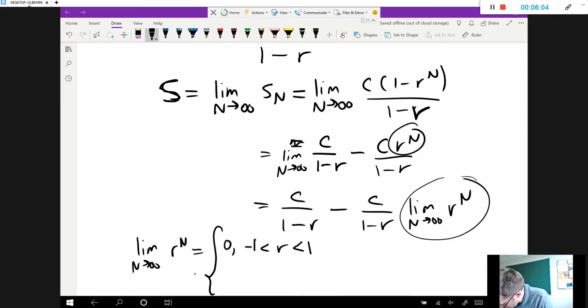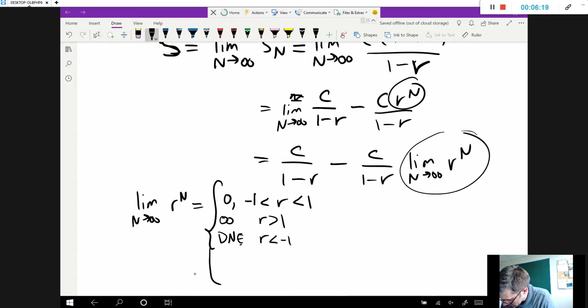And if r is greater than 1, you can show that this is going to go to infinity. And if r is less than -1, you can show that the limit does not exist. And that just leaves a couple of cases: r equals 1 and r equals -1. Well, if r is 1, what happens if you take 1 and raise it to larger and larger powers? Nothing, right? You just get a value of 1.